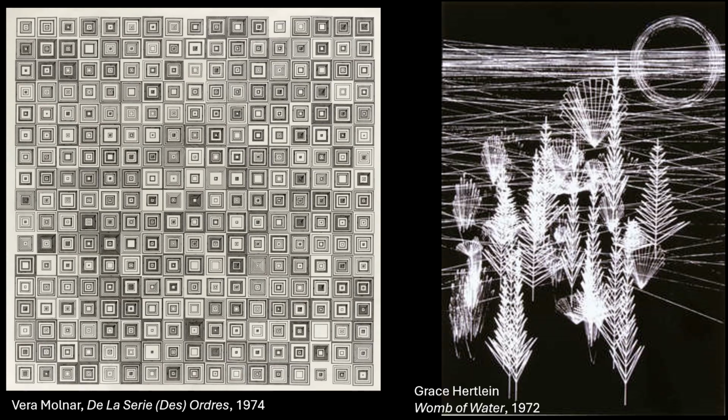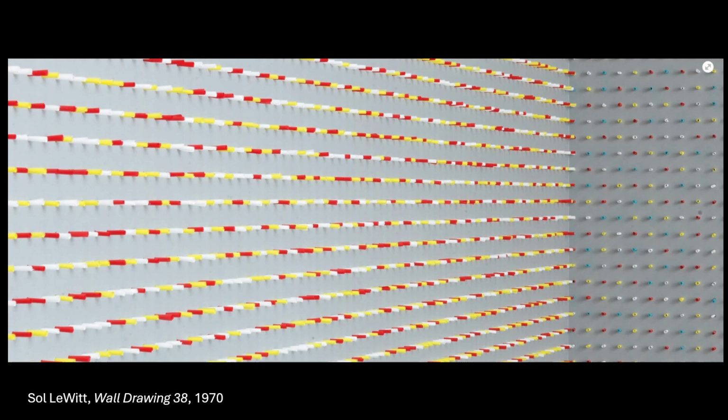Other researchers, like Vera Molnar and Grace Hertlein, learned Fortran and early programming languages in order to make these kinds of new art forms, right? Things that look super simple and quaint to us now, but at the time in the 70s were super innovative and amazing, right? And then there were people who were, again, thinking about algorithms for making art.